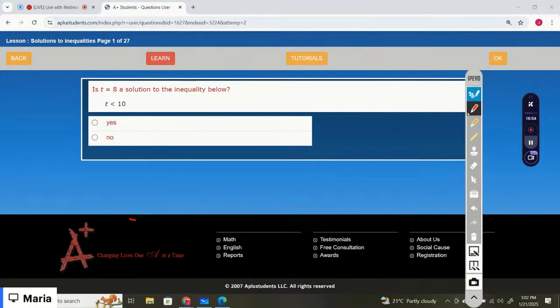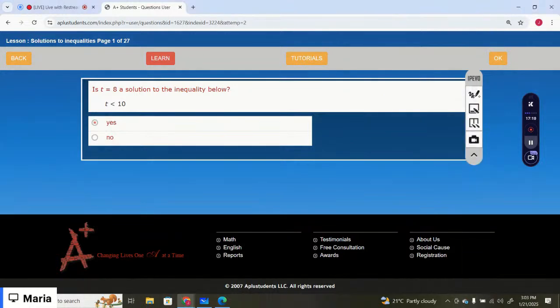Is t equals 8 a solution to the inequality below? The inequality is t is less than 10. Let's replace the t with the value, that is 8 is less than 10. Is it true or false? True it is. 8 is less than 10. The correct option is yes.